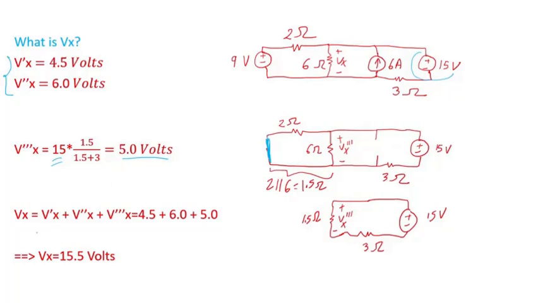To calculate the voltage Vx, it is the sum of all the voltages that I calculated. In my case, I have 3, so I just sum them. And that is, sorry, Vx is 15.5 volts.